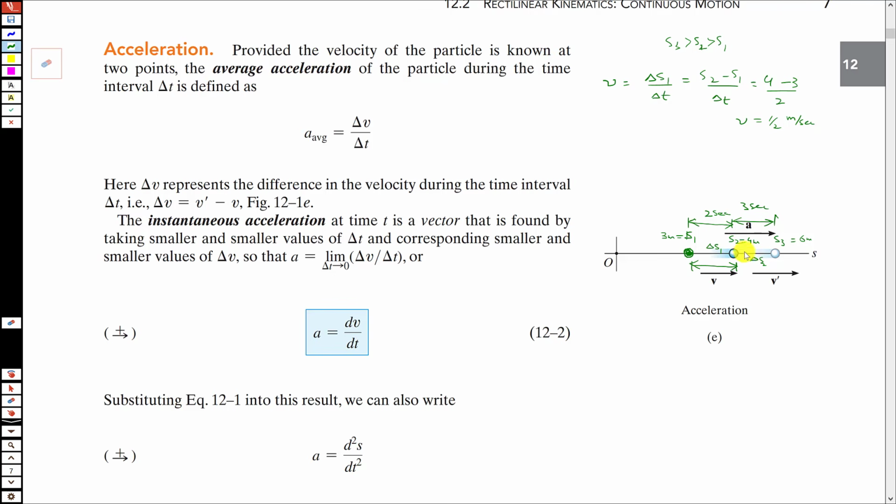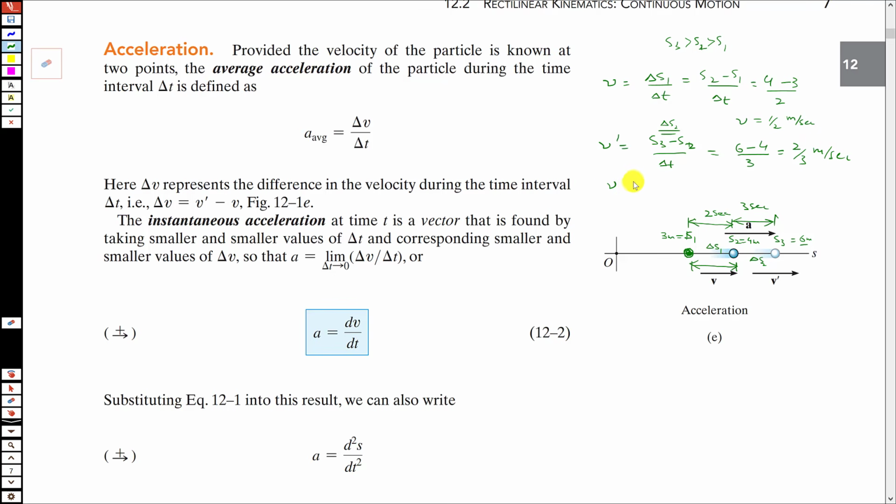So this is v, and then let's say from this point to this point, what is the velocity? Let's say that is v dash. So v dash will be (s3 minus s2) divided by delta t, and let's say this is delta s2. s3 is 6 meters, the particle has reached a position of 6 meters, and s2 is 4. So 6 minus 4, and let's say it took 3 seconds, so this is 2 divided by 3.